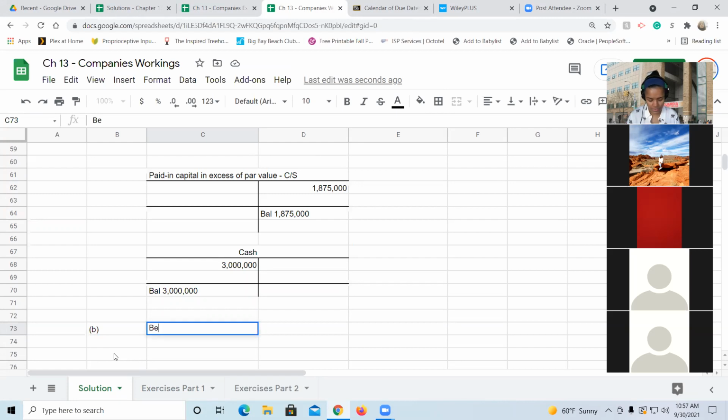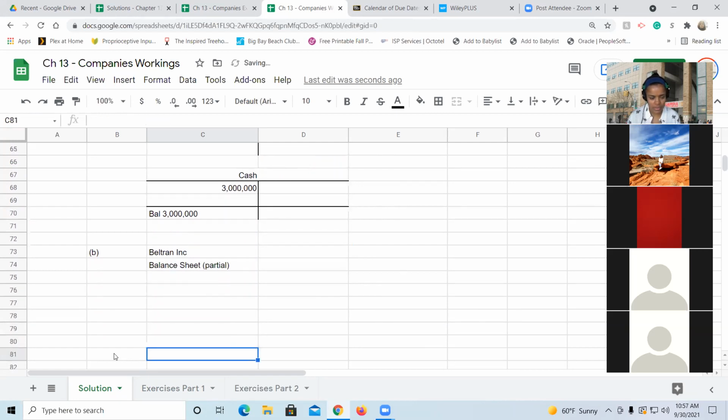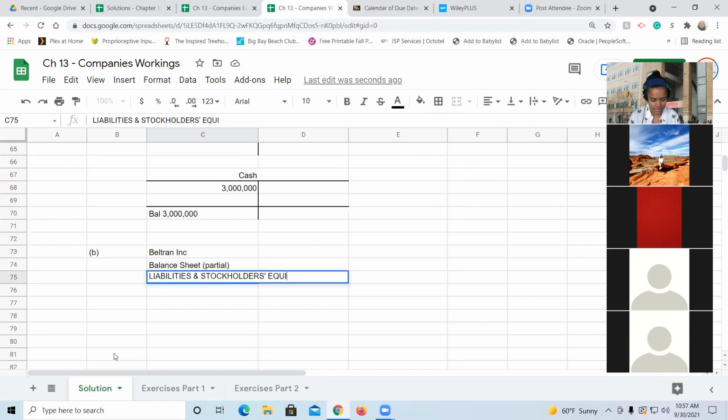So this is the B part of the balance sheet. As with any financial statement, we put the name of the company and the name of the financial statement, and the book tends to put "partial" when they're doing just a piece of the balance sheet, so I'll follow the same approach. And then you can put liabilities and stockholders' equity as the main heading for where this goes, or sometimes the book just goes straight into stockholders' equity. That's also fine. I'll just put this here so that you can remember that liabilities and stockholders' equity is the main section. Now we have stockholders' equity as a subheading.